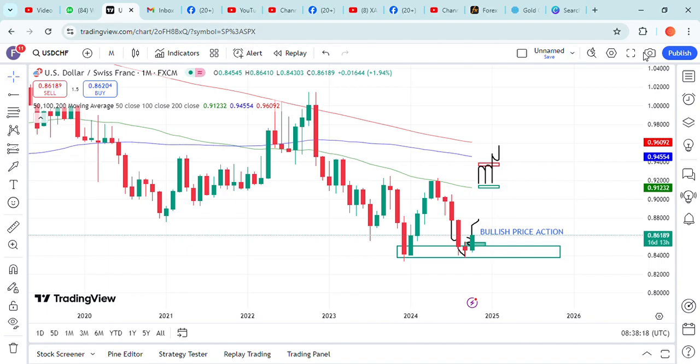Using the combination of these two different types of analysis, we will try to understand where we have to find the probabilities for the next potential move for this pair. So this is definitely a video you don't want to miss.